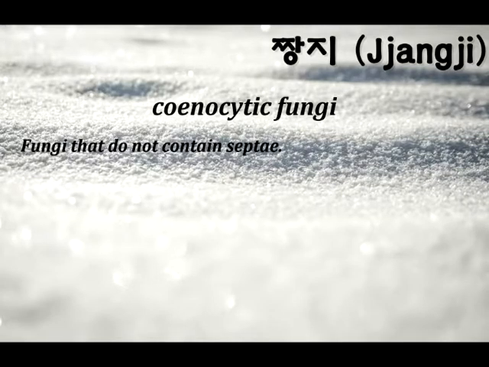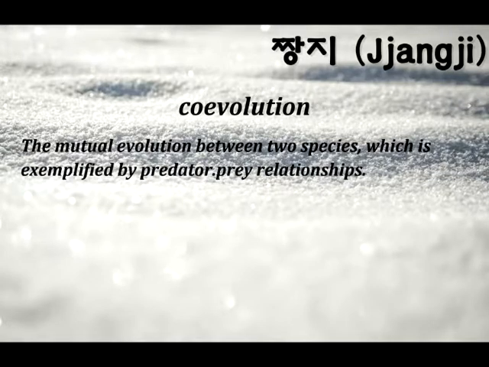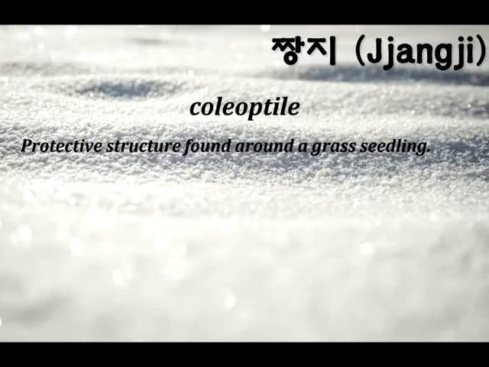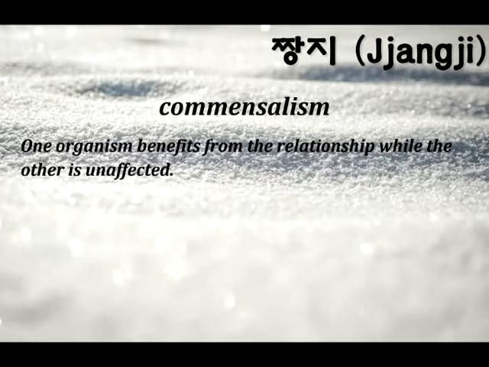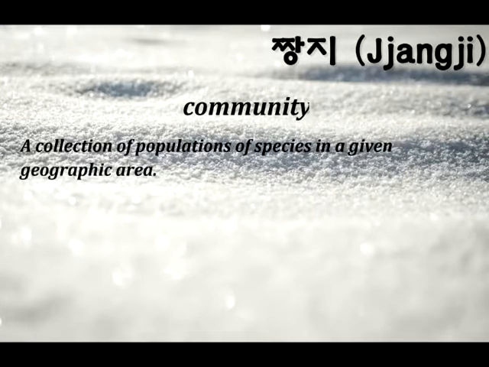Coenocytic fungi, fungi that do not contain septae. Coevolution, the mutual evolution between two species, which is exemplified by predator-prey relationships. Coleoptile, protective structure found around a grass seedling. Parenchyma cells, live plant cells that provide flexible and mechanical support. Commensalism, one organism benefits from the relationship while the other is unaffected. Community, a collection of populations of species in a given geographic area.